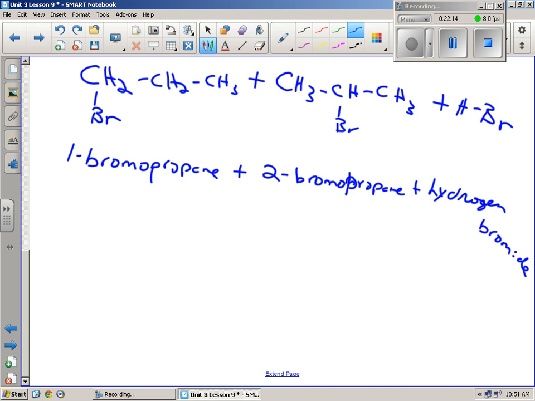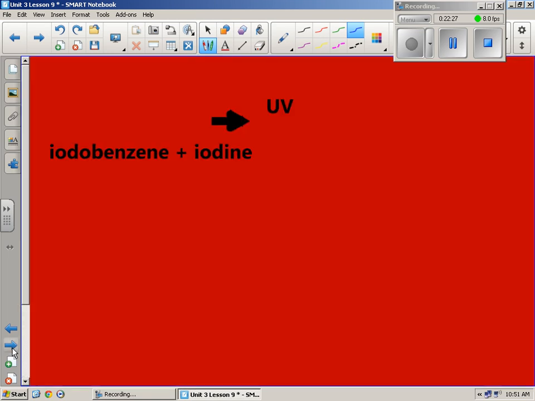Now, with a longer chain, you get more options, right? So these could quickly get out of hand, and we could have 5, 6 products perhaps in some cases. So here we go. Iodobenzene and iodine.